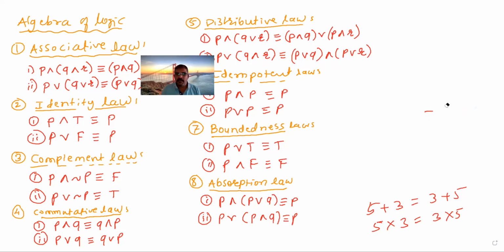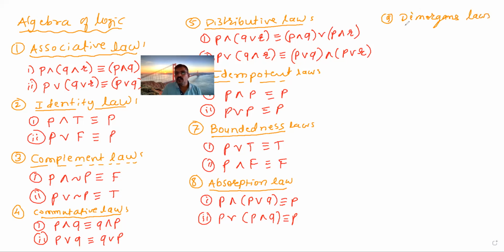After this 8th law, absorption law, we have the next, law number 9. It is De Morgan's law. We have studied this in set theory also. Let us see which are De Morgan's laws. When taking the negation of a conjunction and disjunction, we use this law, which is very useful to find the negation of a compound statement.